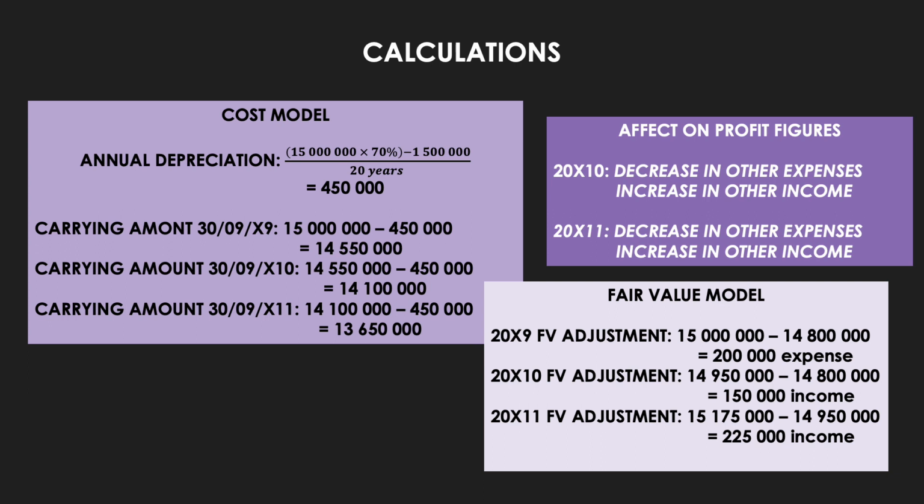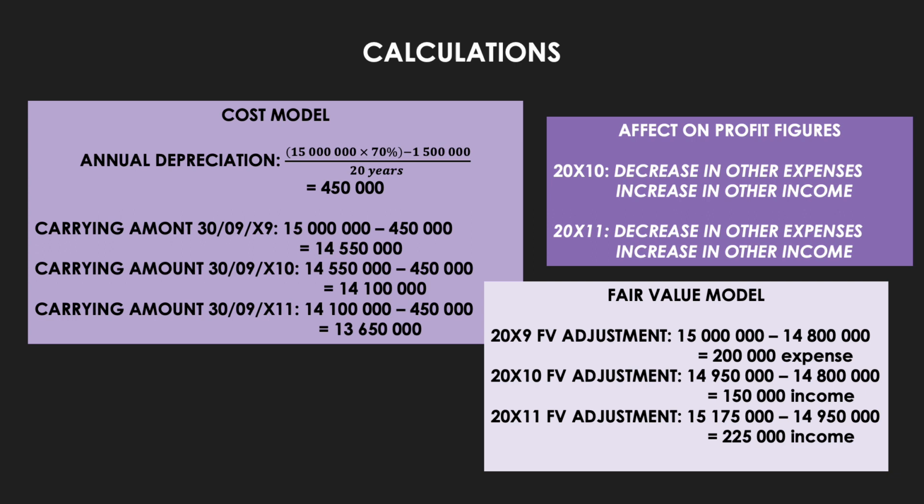We then go 1 year further and we work out the carrying amount on the 30th of September 2010. That is then 14,100,000 Rand. How did I get that? Well, I took the carrying amount at the end of the prior year and I deducted the annual depreciation of 450,000 Rand. That gives me the 14,100,000 Rand.